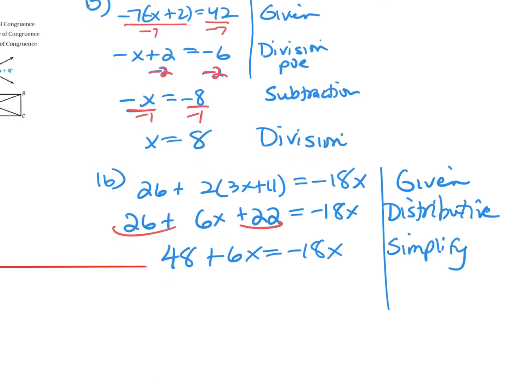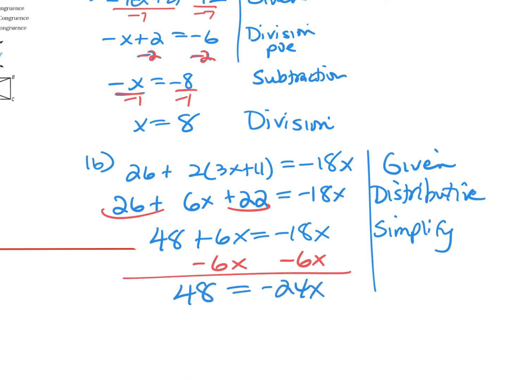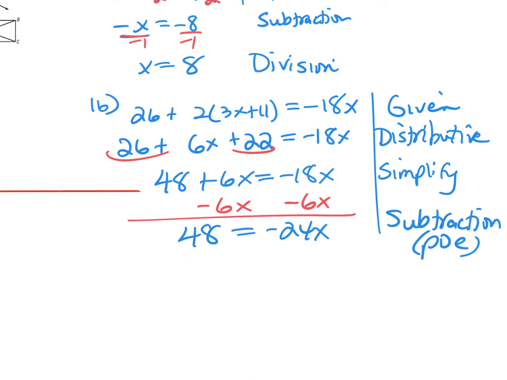You could have also said combine like terms. My next step is to get my x's together, so I'm going to subtract 6x. So subtraction now. And then lastly, I'm going to divide both sides by negative 24. And I end up with negative 2 equals x.